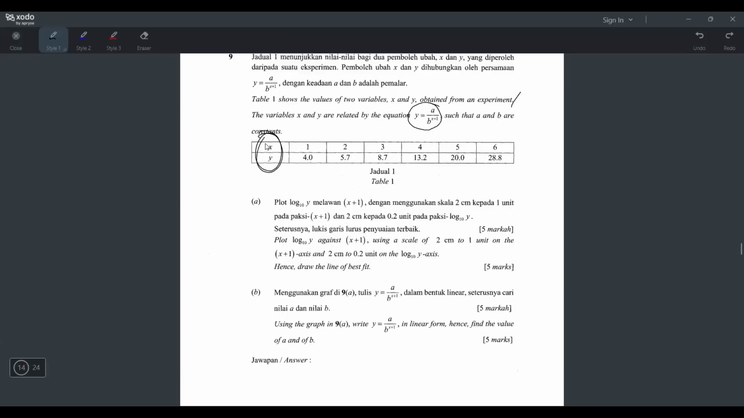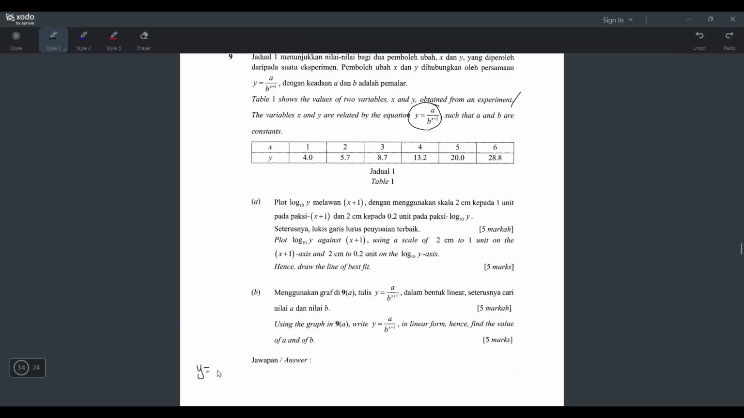Ini x, y. Dia mau plot log y against x plus 1. So when you're doing linear law, your y-axis and x-axis will always change to something else. So that's why you always have to draw a new table yourself. Even if the question never asks you to draw a new table, you must draw it yourself. So first thing first, convert this to linear form.